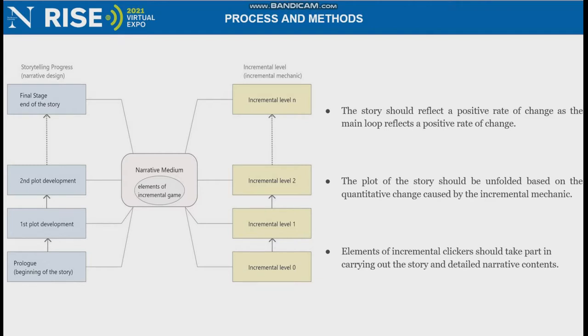that highlights three principles. First, the development of the story should follow a positive rate of change, as it is the nature of the main loop mechanic. Second, the plot of the story should be unfolded based on the quantity change. That is to say, I need to lay out the incremental structure and define what is going on when the currency is at 100, and how it is different from when the currency is at 3000. And finally, we can use incremental elements to carry the story text. In the current project, I use an achievement system to display the context, as it forms a delay of gratification.